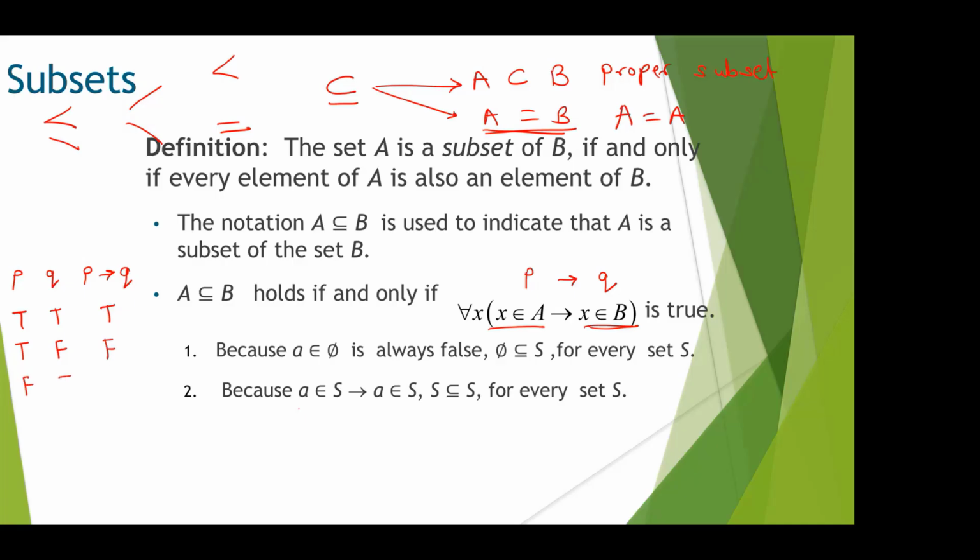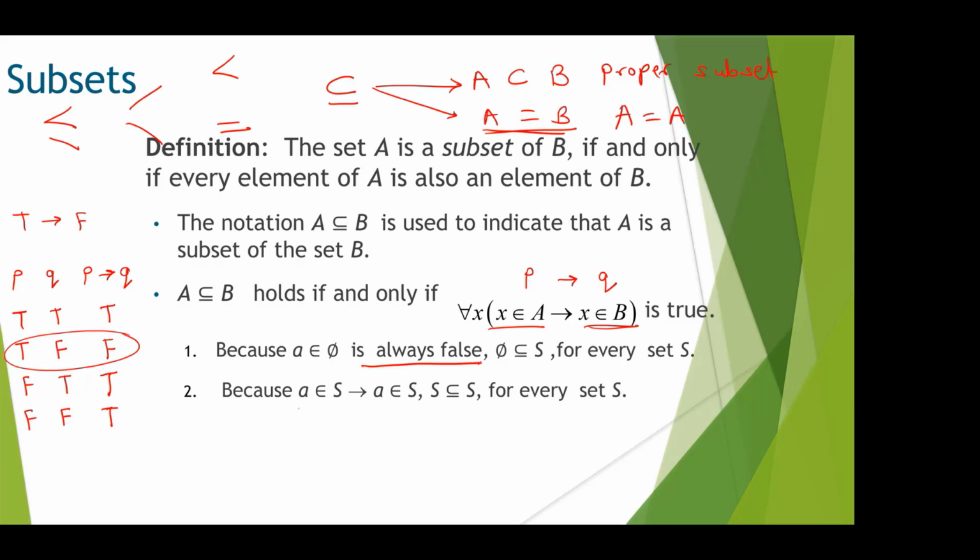If false implies true, then this implication is true. If false implies false, this implication is true, right? So the implication is only false if true implies false, right? Now, in this case, if we consider that for the null set, whenever x is a member of A, x is also a member of B, this membership itself is going to be false because there is no element which is a member of the null set. So P is false.